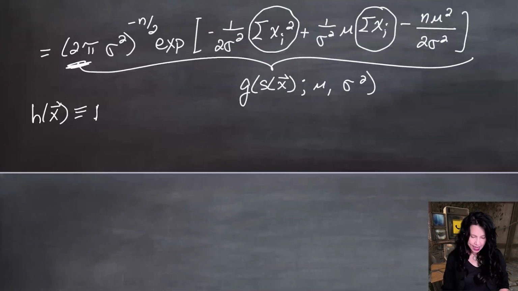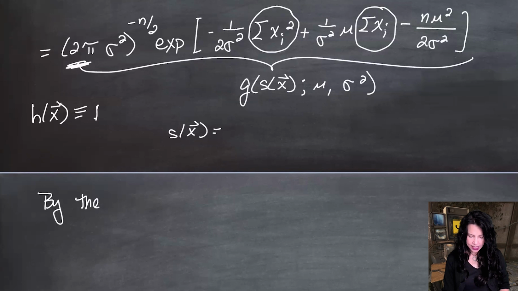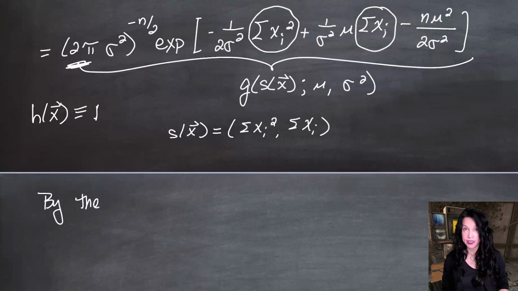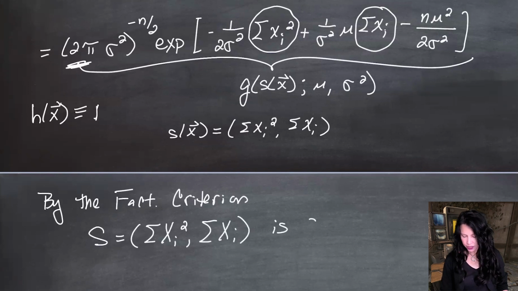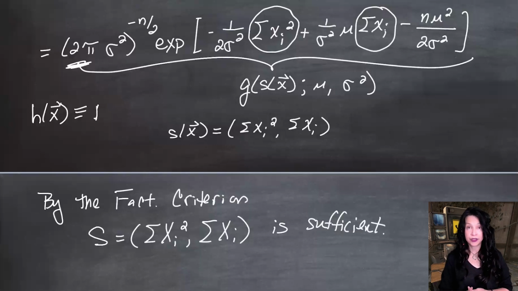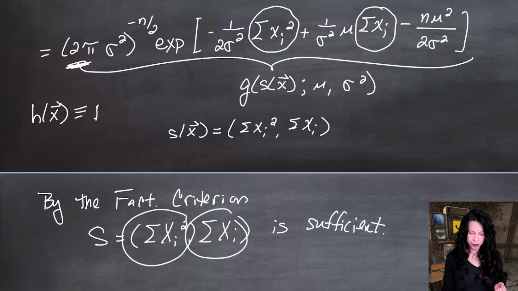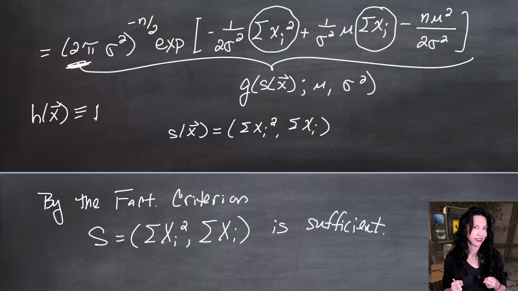We can say, so the s of x here is the sum of the x's squared and the sum of the x's. It's a vector valued statistic, and you can write that in either order. But by the factorization criterion, the statistic S, consisting of the sum of the x's squared and the sum of the x's, is sufficient for estimating the unknown parameters for the normal distribution. You could list these separately and not as a vector valued statistic, and you would say they're jointly sufficient, and that's fine too.